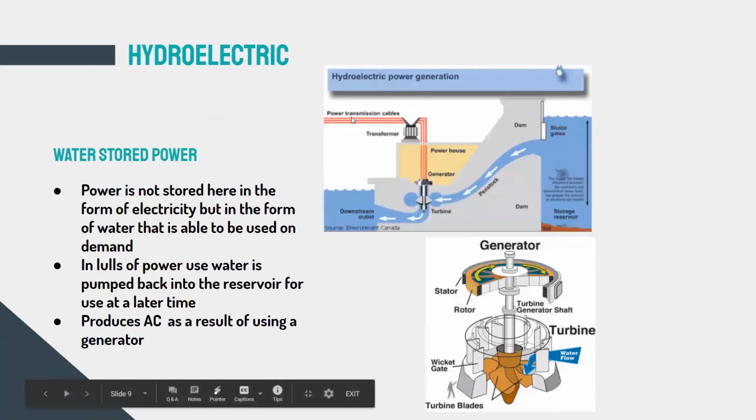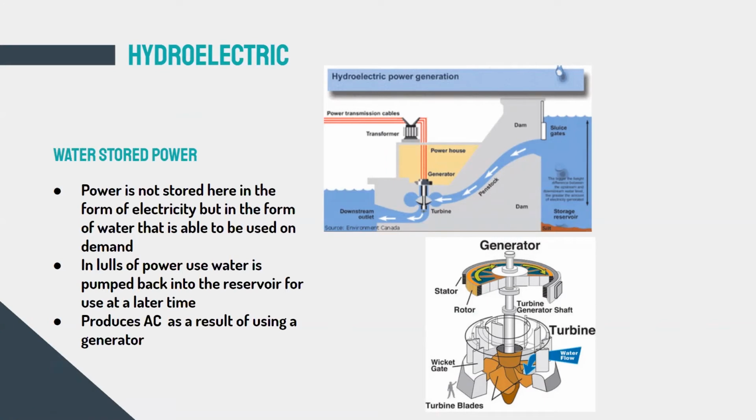So the first one we have is hydroelectric. Hydroelectric is water stored power, and you'll find out why I say that. Power here is not stored in the form of electricity, but in the form of water. We release that water down through the dam, and then it spins a turbine whenever we need it. You can think of this as a battery. The water is what we use to power it, and we store it, and whenever we need it, we pass it through the generator and the turbine to generate that electricity.